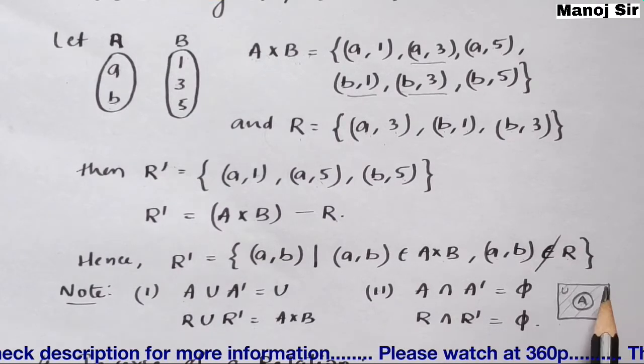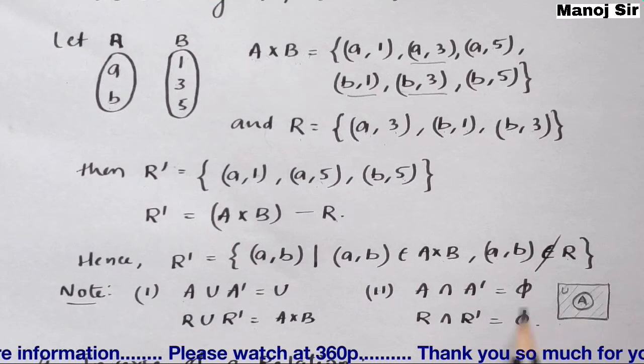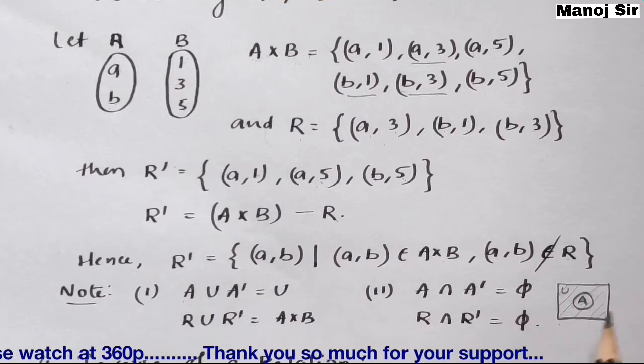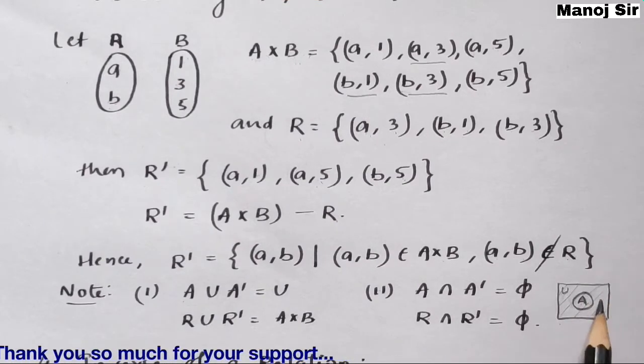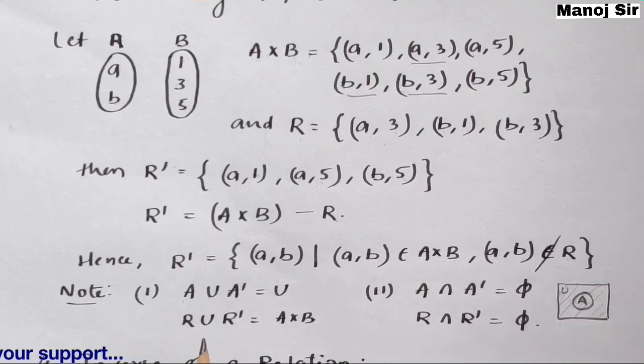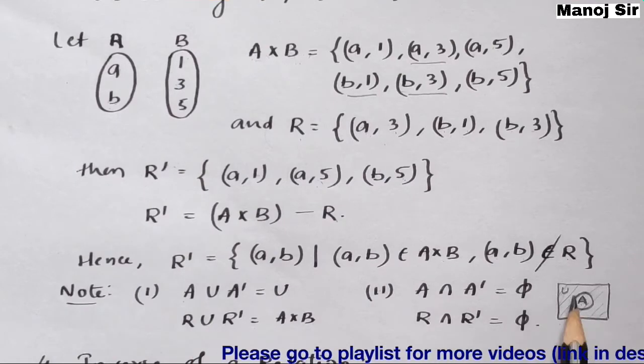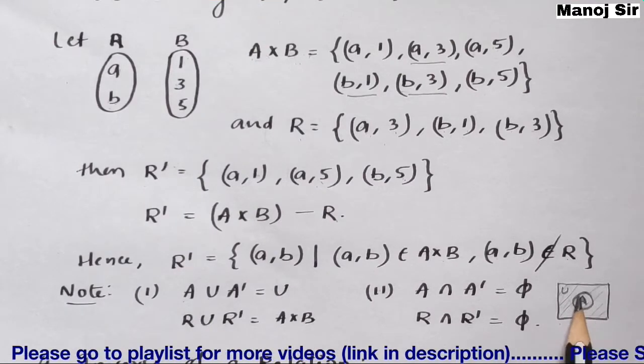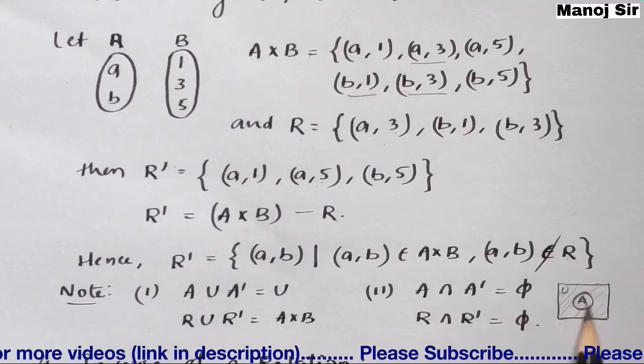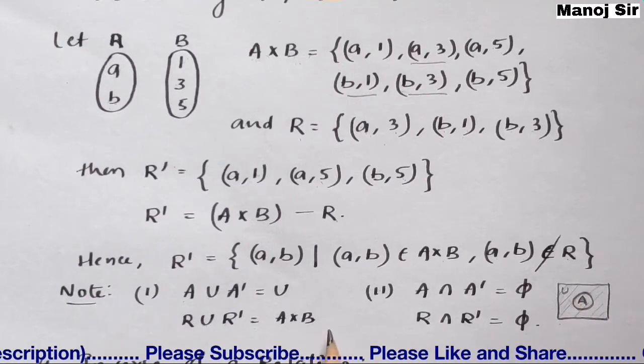That is the relation, and the universal set is replaced with A cross B. So this is considered as A cross B, and this is considered as R. Now this hatching part is R dash. R union R dash gives this whole part, that is A cross B.